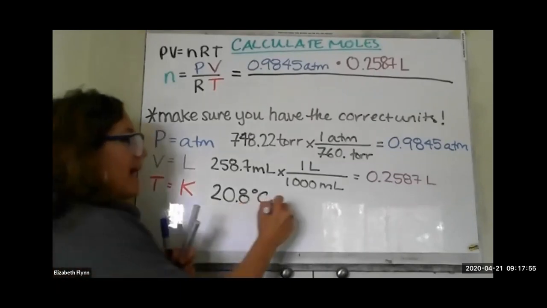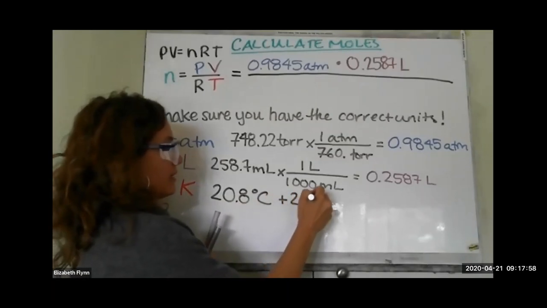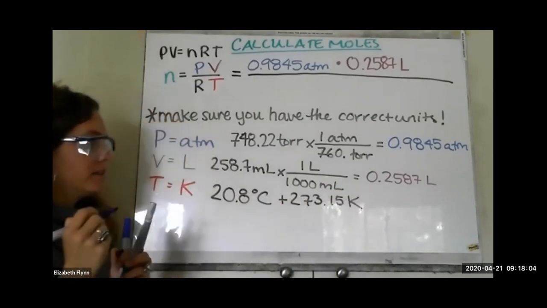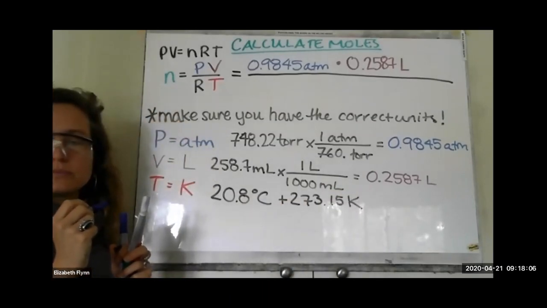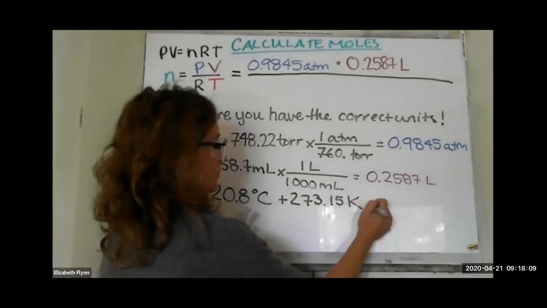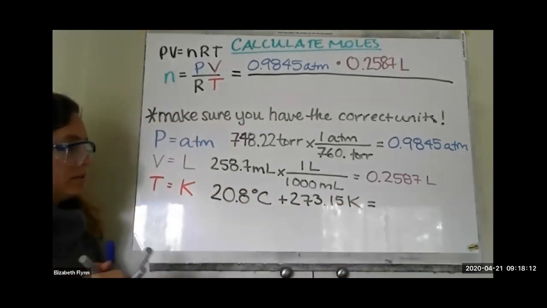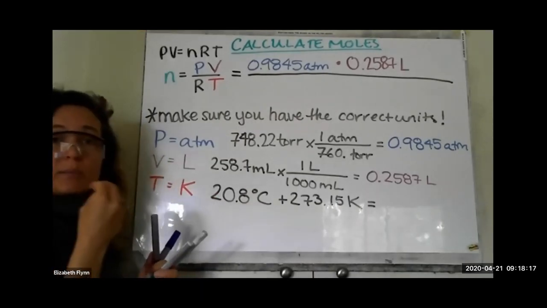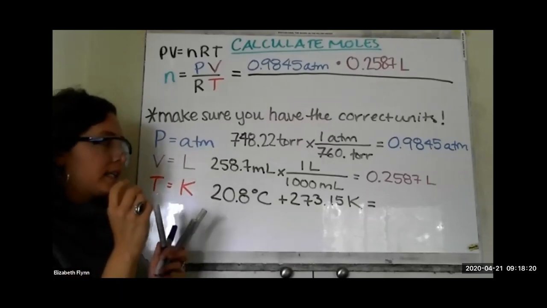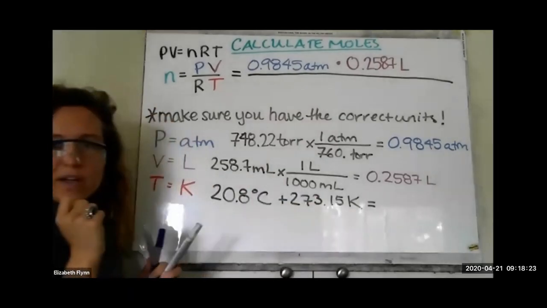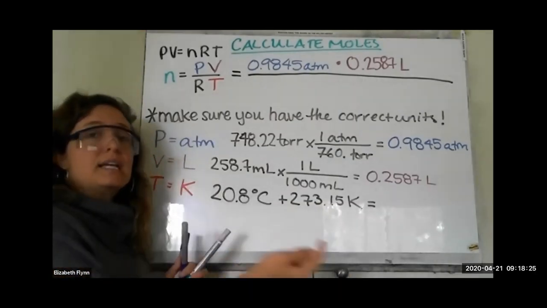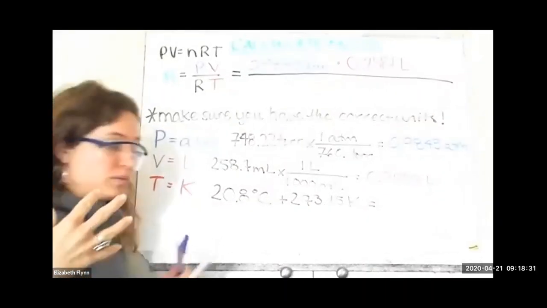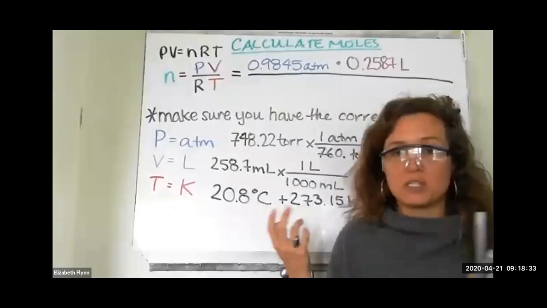Okay, you just add 273.15 Kelvin, right? Yep, exactly. So 0 degrees Celsius, the freezing point of water, is equal to 273.15 Kelvin. 0 Kelvin, negative 273.15 Celsius, is absolute zero, where molecular motion ceases to exist.